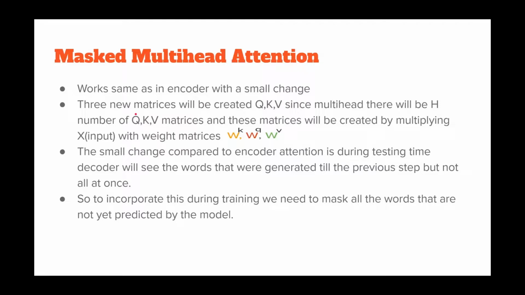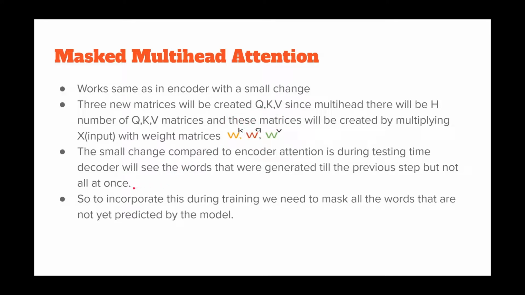Again, we will create three new matrices called query, key, and value. Since we'll have multi-head attention, there will be h number of QKV matrices, and these matrices will be created by multiplying input x, that is the transformed sentence in this case. In the decoder, it's a transformed sentence because we know what it is during the training process. So we convert that into embedding and multiply that embedding with the weight matrices WK, WQ, and WV to generate Q, key, and value matrices, same as what you have seen in the encoder layer.